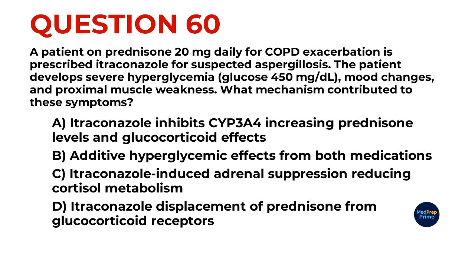Option A, itraconazole inhibits CYP3A4, increasing prednisone levels and glucocorticoid effects. Option B, additive hyperglycemic effects from both medications. Option C, itraconazole-induced adrenal suppression, reducing cortisol metabolism. Option D, itraconazole displacement of prednisone from glucocorticoid receptors.